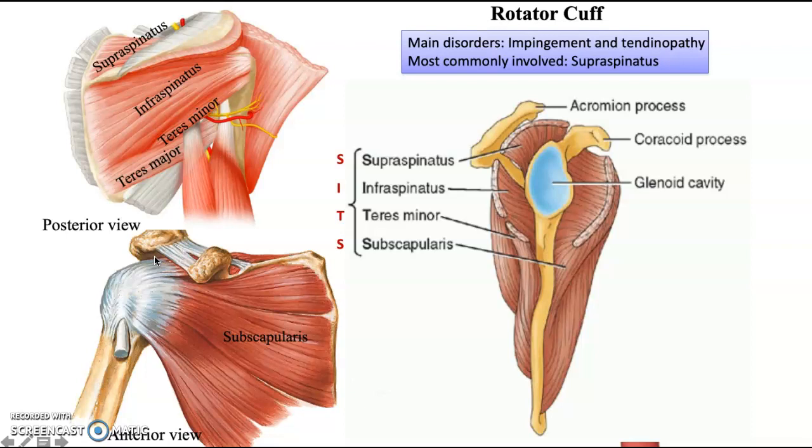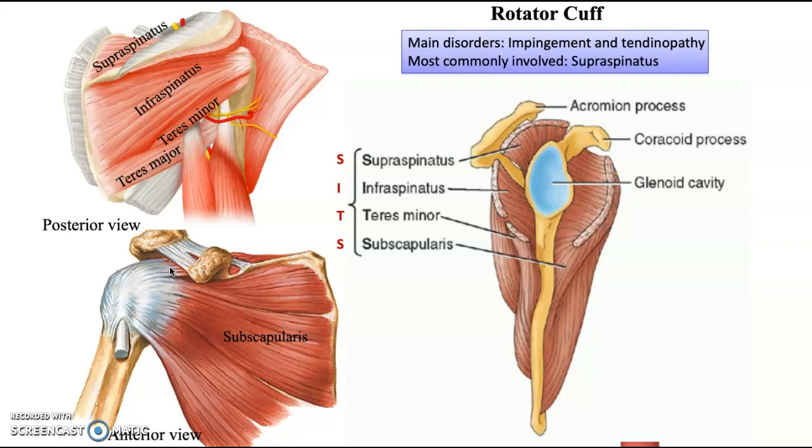Bursa is a fluid filled bag. I will talk about the bursa in another lecture. So if there is any swelling in the bursa or swelling of the supraspinatus tendon or development of some bony spots on the undersurface of the acromion, that can cause the impingement on the supraspinatus tendon, especially when you abduct.